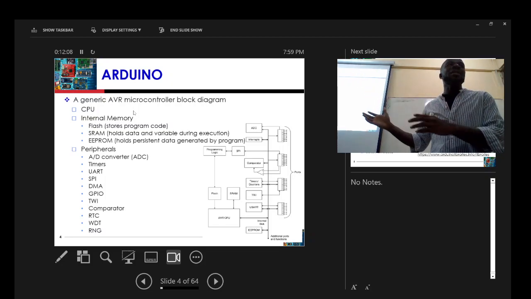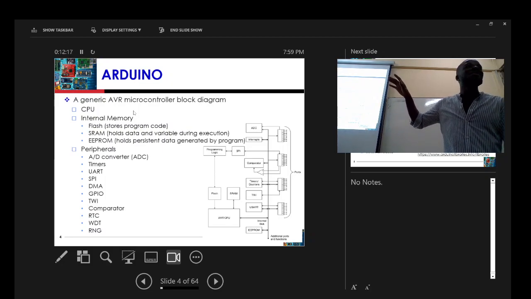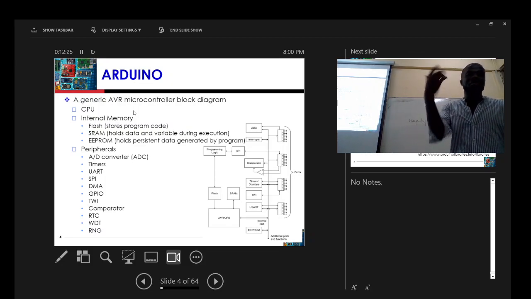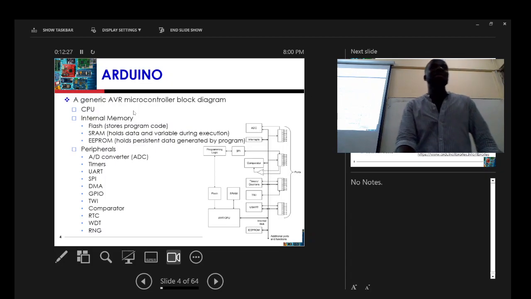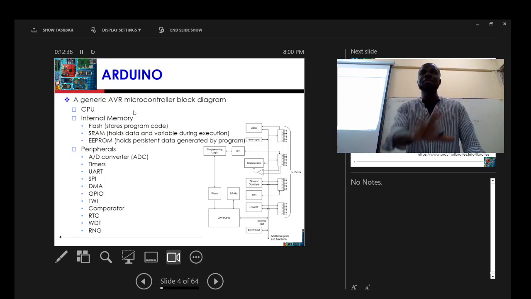Microcontroller, microprocessor. Okay, but first of all, we have a computing system and an embedded system. What is the difference? Nobody knows the difference between an embedded system and a computing system. But you guys know what your laptop is. You know what your desktop is, right? Your laptops, your desktops are computing systems, right? The computing system has a CPU within it.